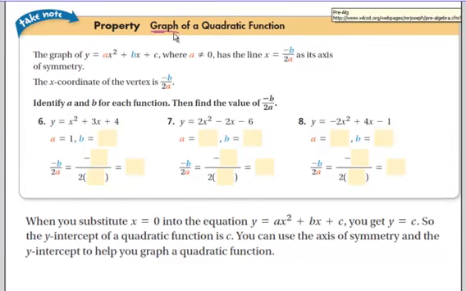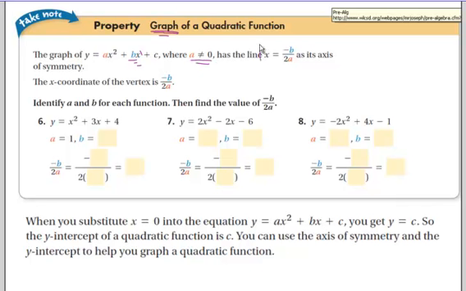A couple things you want to take notice of as we graph a quadratic function. Today we're going to add that linear term back in, that means x to the first power. So I have to have x squared. A can't be 0, otherwise it takes the x squared back out.